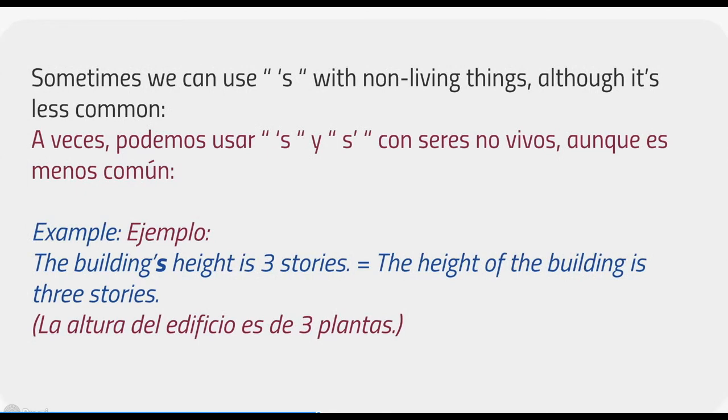Sometimes we can use apostrophe S with non-living things, although it's less common. Example. The building's height is 3 stories. The height of the building is 3 stories.